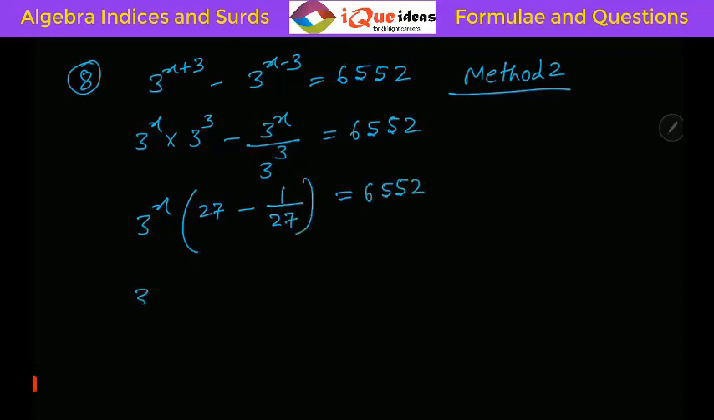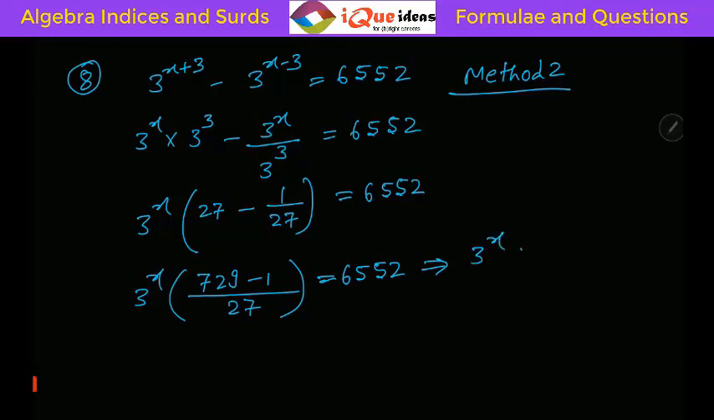So from here we get 3 raised to the power x into, in denominator 27, in numerator 27 into 27, that is 729 minus 1, that is equal to 6552. Alright. Now this gives us 3 to the power x into 728 divided by 27 is equal to 6552. If you look at this closely, 8 9s is 72. So in fact 728 cancels 6552 9 times. So we have 3 raised to the power x is equal to 27 into 9.